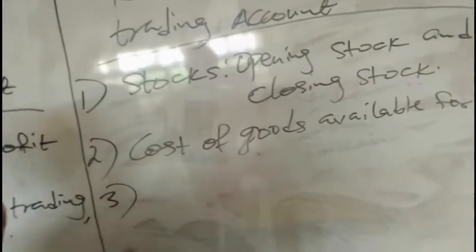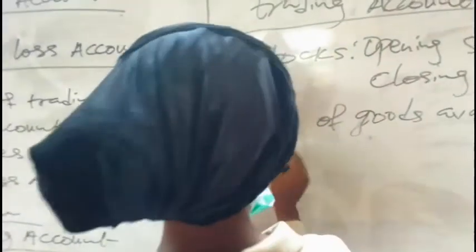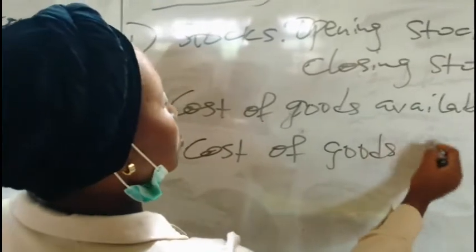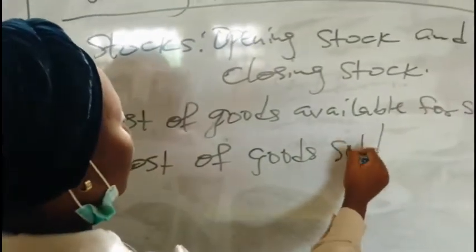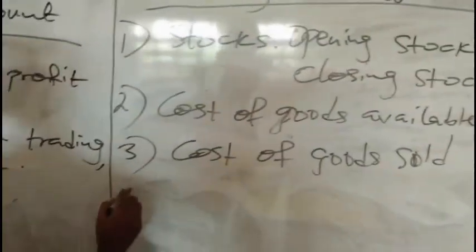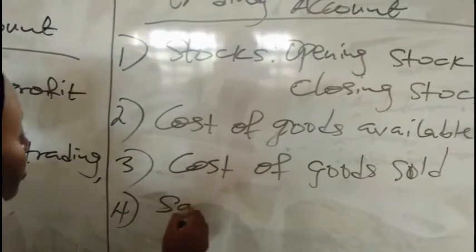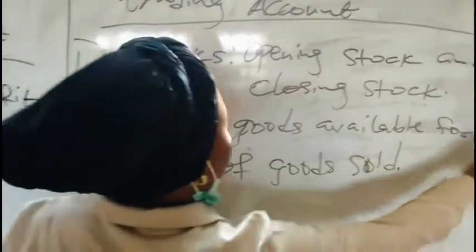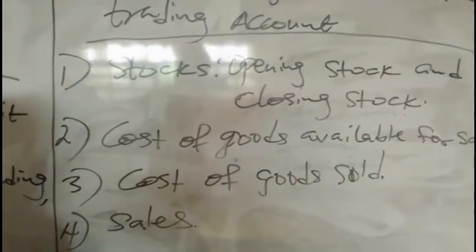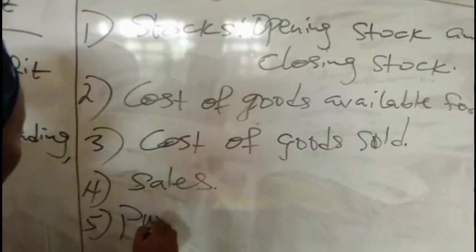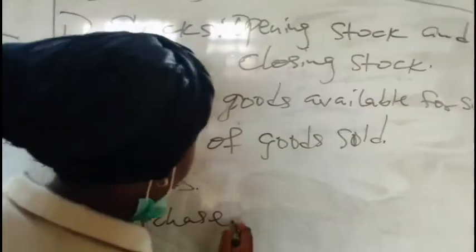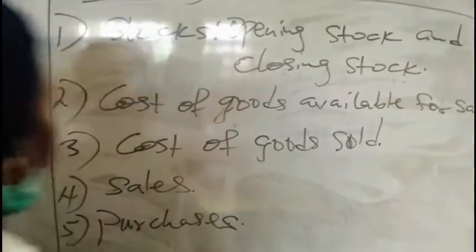Number 3, we have the cost of goods sold. Number 4, we have sales. Number 5, we have purchases. These are some of the terms used in the trading account.